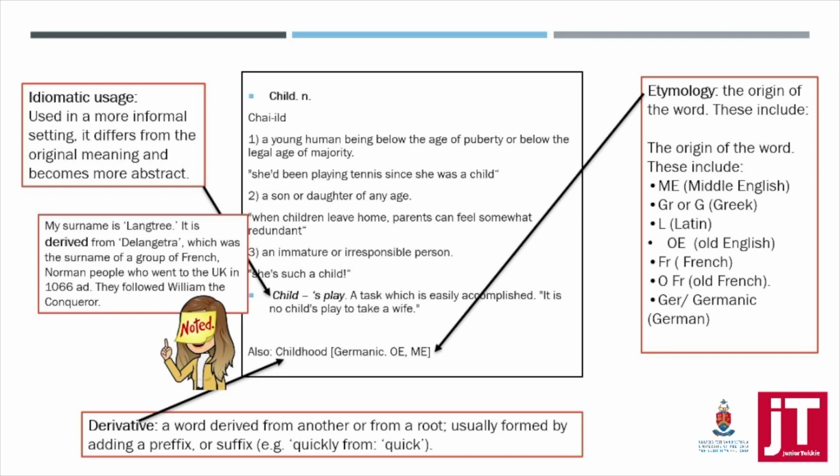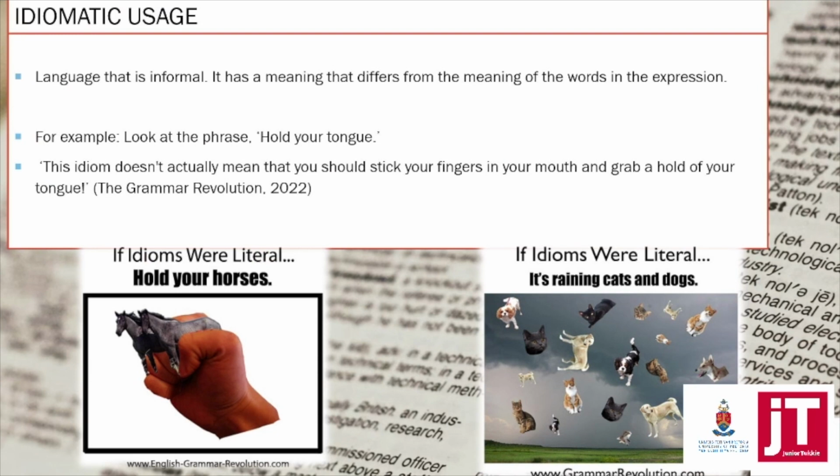So I just wanted to explain idiomatic usage to you a bit more, because it is a topic that lots of people get confused by. An idiom is just something that's so random that people just say. It's become common, but no one really knows where it came from. I'll give you a lot of examples so that you can see what I mean. It's informal, and it has a meaning that differs from the meaning of the words in the expression.